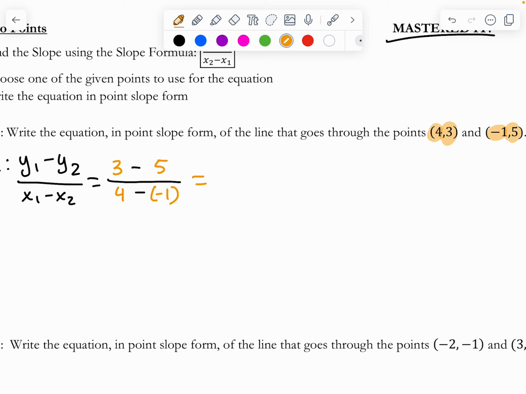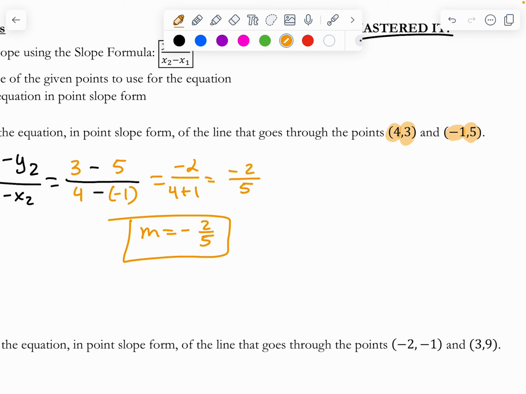All right, so 3 minus 5 is negative 2. The bottom is going to turn into 4 plus 1. Negative 2 over 4 plus 1, and 4 plus 1 is 5. So this is our final slope. My m ended up being negative 2 over 5. Perfect. So we found our slope. That's step 1, right? I feel like everybody's pretty good here at finding slope, but we found it. Let's see if we can finish this off.